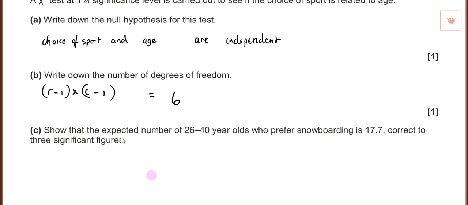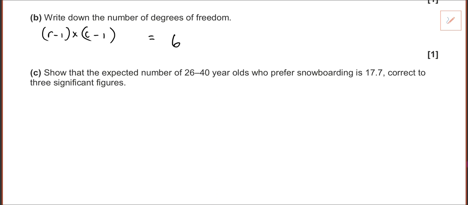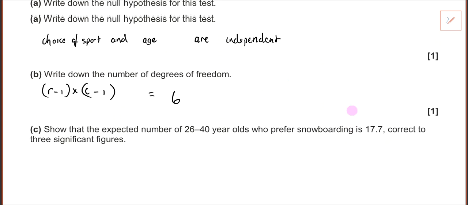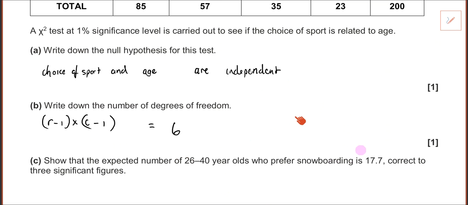Right. This one, show that the... I felt sorry for you, Lily, because you rewrote the table. I was like, show that. Yeah, this is where they get to you. I mean, it's only what, 1 mark or is it 2 marks? But you can't just write the answer down because they've told you the answer. The answer is 17.7. You have to show it. So do you remember how we did it? 26 to 40-year-olds, so 17.7.